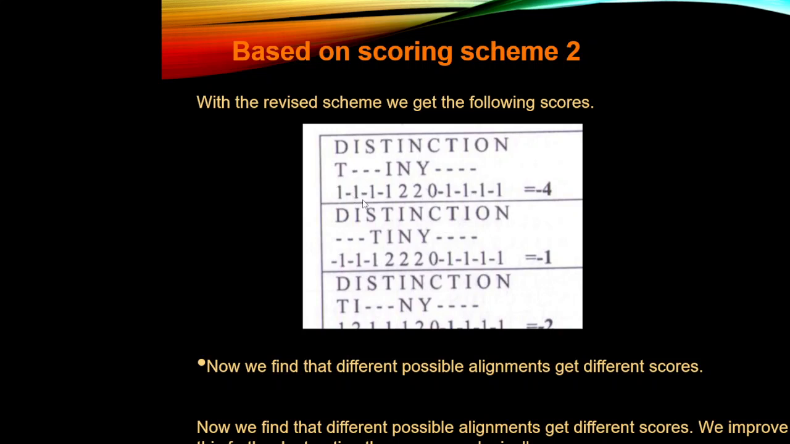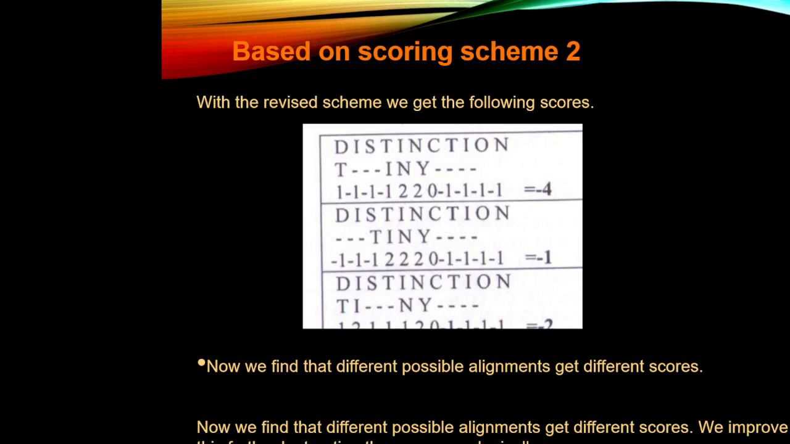When there is a gap, we are putting -1. For example, for the C and Y, there is no similarity between the pronunciation of C and Y, so we are giving the value 0. So that is the difference in the second scoring scheme.